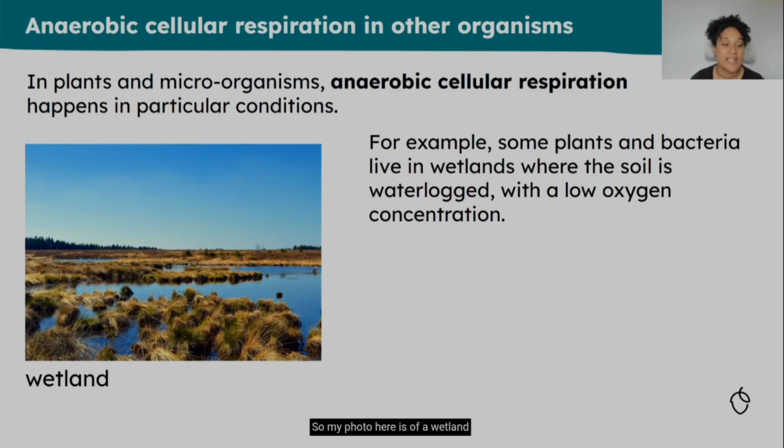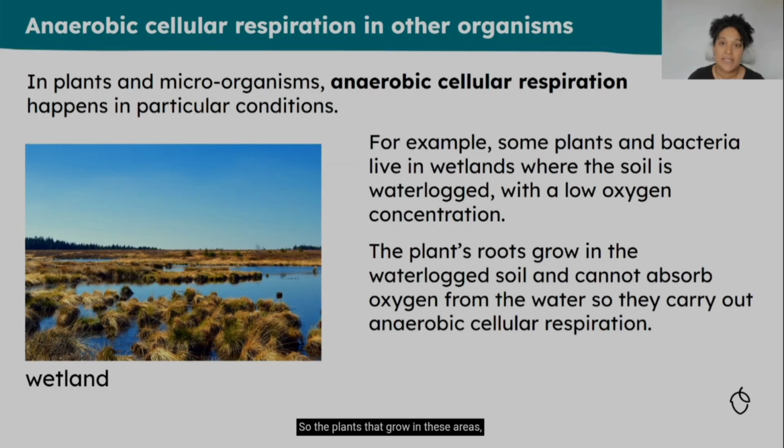So my photo here is of a wetland and it's a semi-aquatic area or ecosystem. And so a lot of it is grassy and other small short plants. But then we also have large areas of very waterlogged, completely water saturated soil. And so you might not have heard the word wetland, but you probably have heard the term marsh or swamp or peat bog or just bog. Those are all types of wetland. So the plants that grow in these areas, the roots grow into the waterlogged soil and they can't absorb oxygen from the water.